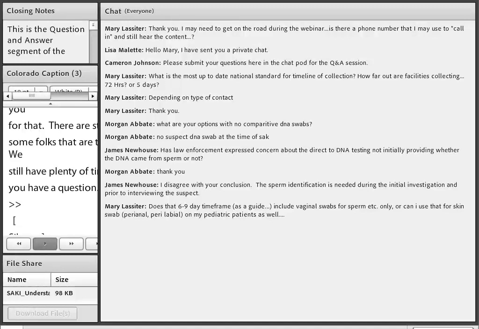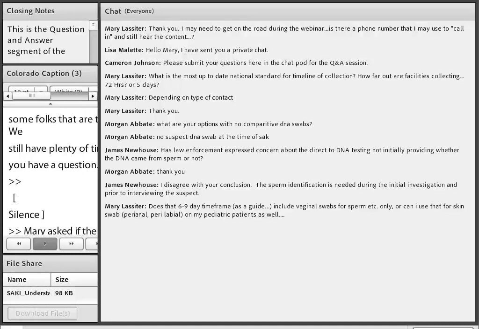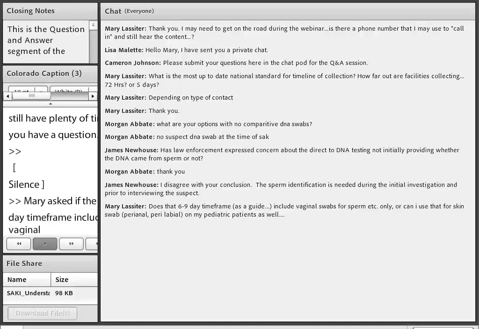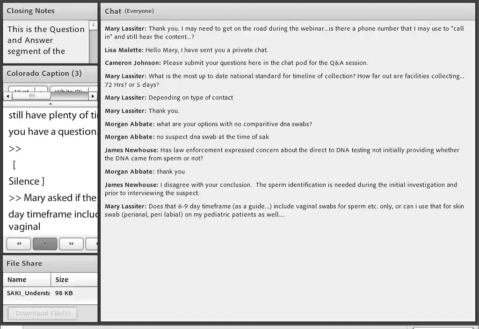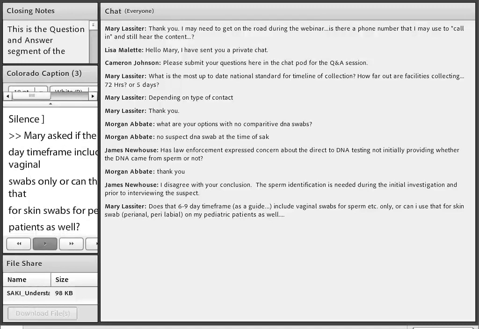Mary asked, does that 6 to 9 day time frame as a guide include vaginal swabs for sperm, etc. only, or can I use that for skin swabs, perianal, perilabial, on my pediatric patients as well? The research so far has been on internal swabs, so more like a cervical type swab at that 6 to 9 day time frame.